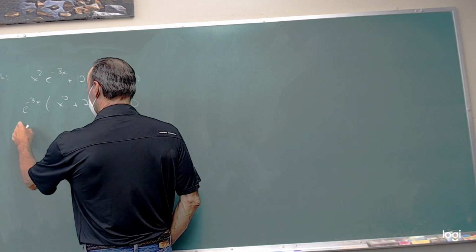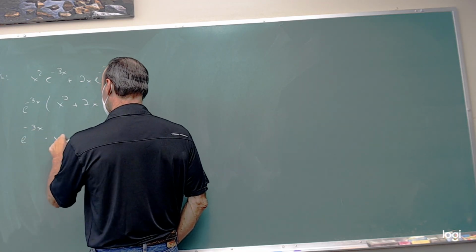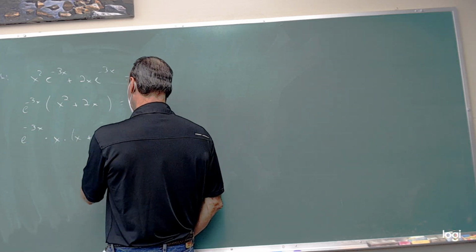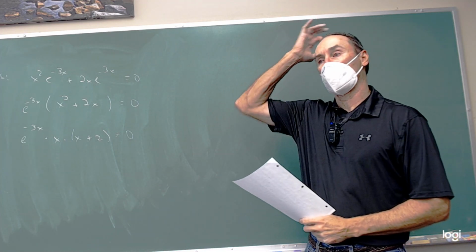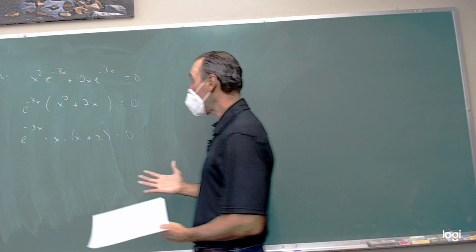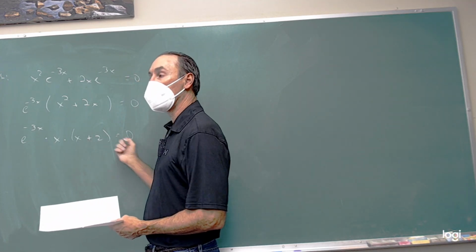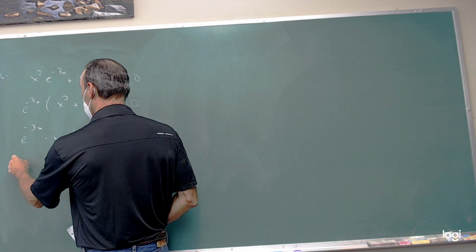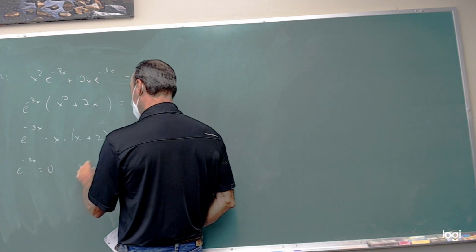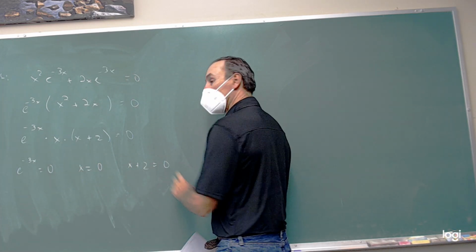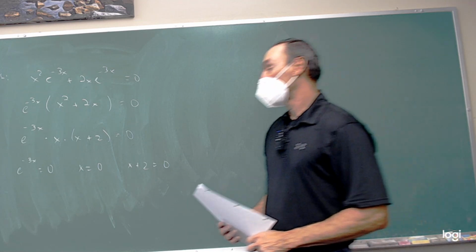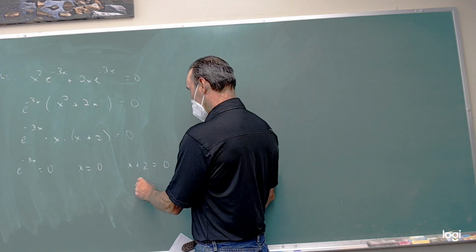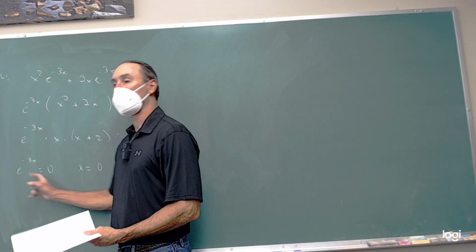So, just to distinguish between these two factors, I'm going to put a multiplication dot in between them so you can see it a little more clearly. So now what we have is three things that multiply to be 0, which means one of these three has to be 0. So now we set each of these equal to 0 and solve. Does that make sense? So I'll do this one. x is 0. What's this one going to be? Where is e to the negative 3x equal to 0?